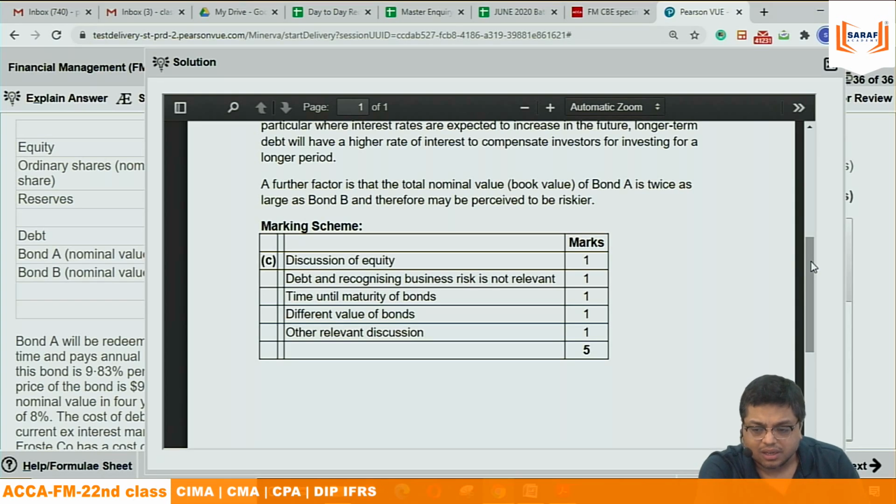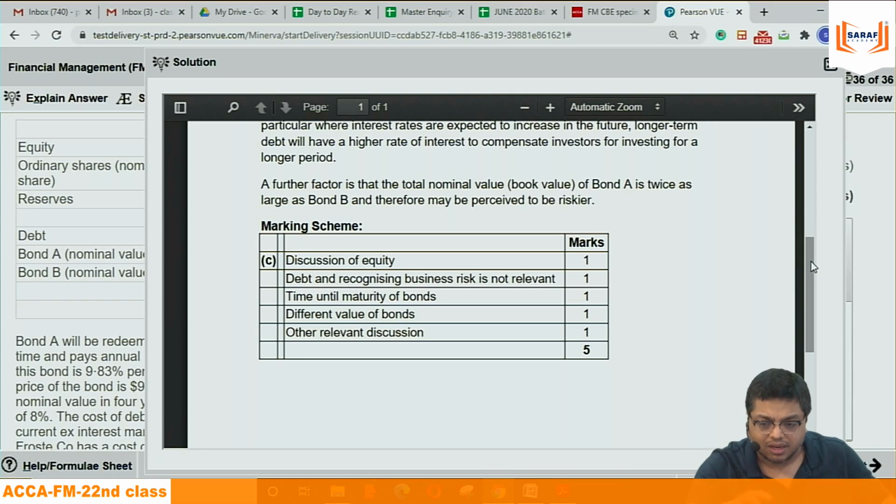For that reason, what other relevant discussion can we give? Here they are giving 5 marks on a 1 by 1 point basis. So if I am covering that, then I will be getting marks, otherwise not. Suppose I am discussing the equity, I am discussing the 2 bonds, and I am saying the risk is the same because business risk is the same as they are issued by the same company. So I will get 3 marks, not 5. Because for 5 marks, they are asking 1 by 1 point.